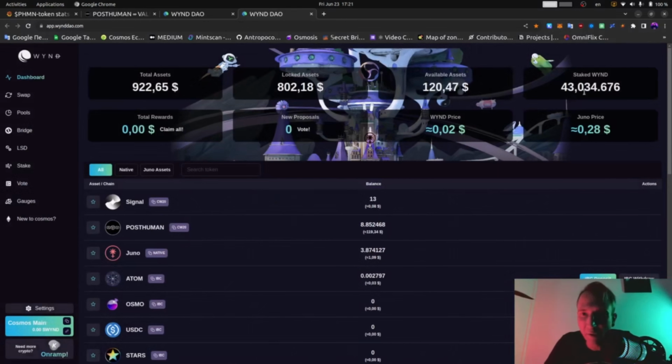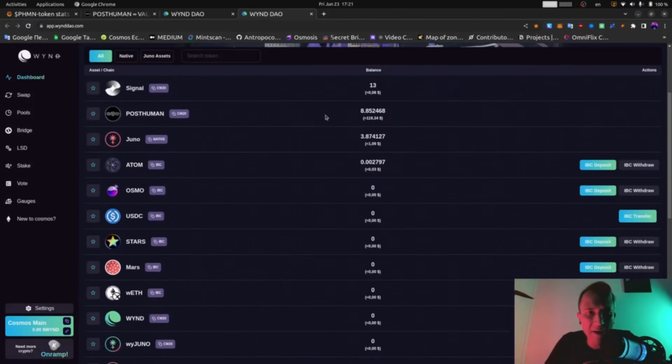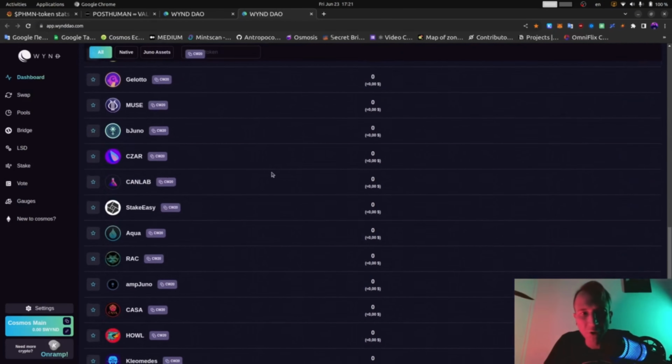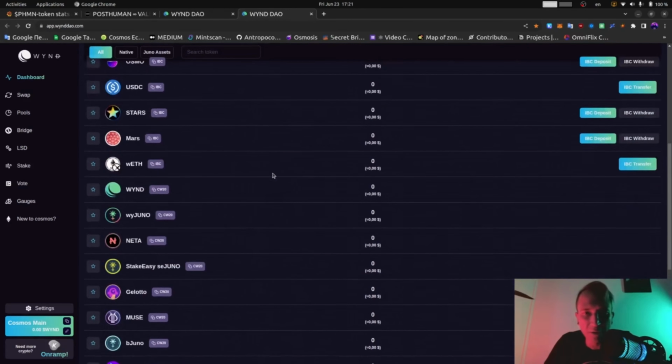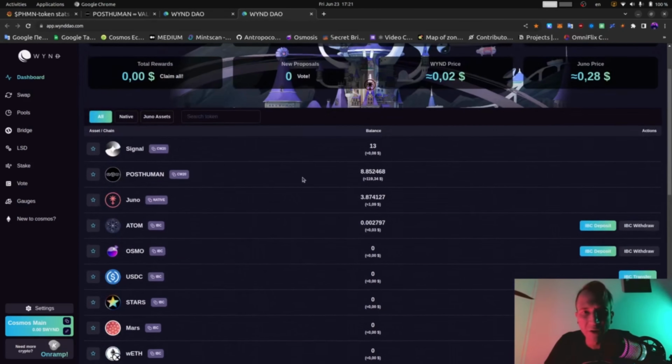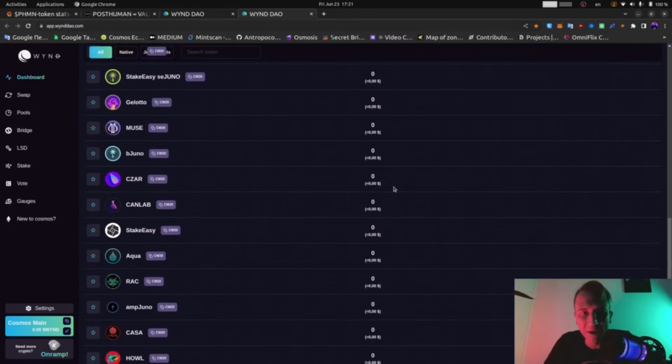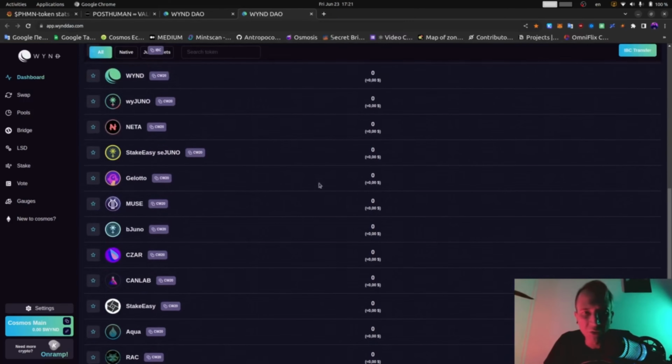You can see all the stats about the total assets, locked assets, and so on. But the main thing that is very interesting for WYND DEX is that it's a DEX made on the Juno network. So all tokens made on the Juno network don't need to be deposited. You can see them directly. So you don't even need to make any transactions from one chain to another chain.